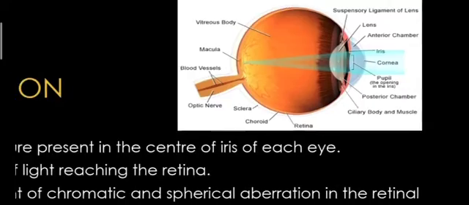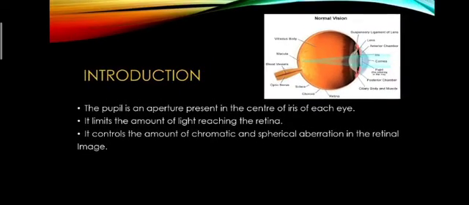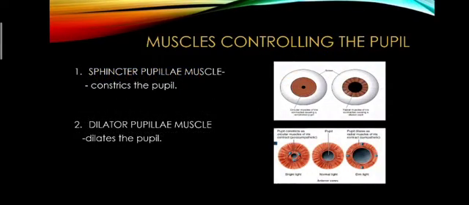In this image, we can see that this is the pupil, the opening in the iris. This is the pupil, and through the pupil, light enters and reaches our retina. Let's move on. The two muscles that control the pupil are the sphincter pupillae muscle and the dilator pupillae muscle.